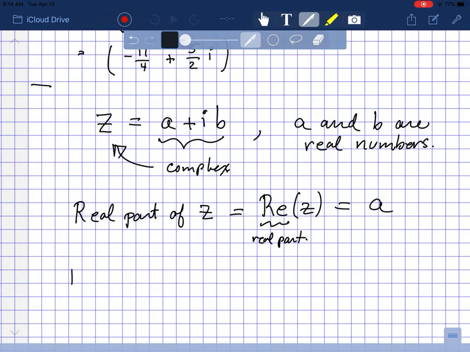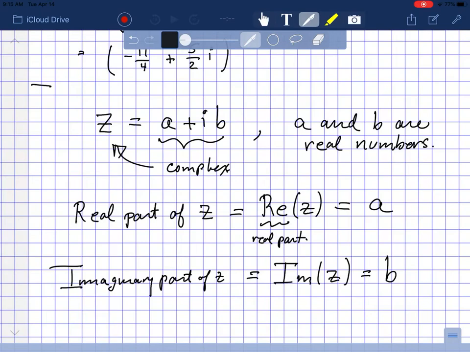Okay? And then we also have the imaginary part of z, which is denoted by IM. So the IM stands for imaginary part of z. So I'm looking for the imaginary part of the complex number z. Now, you might think that's going to be I times b. It isn't. It's just going to be b. Okay? So both the real part and the imaginary part of a complex number are actually real numbers.